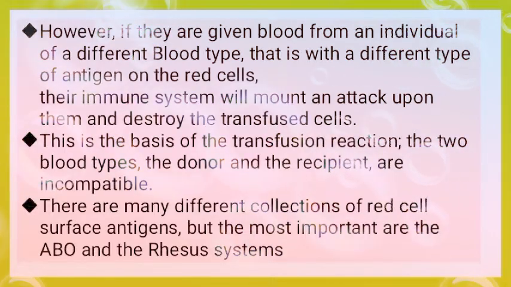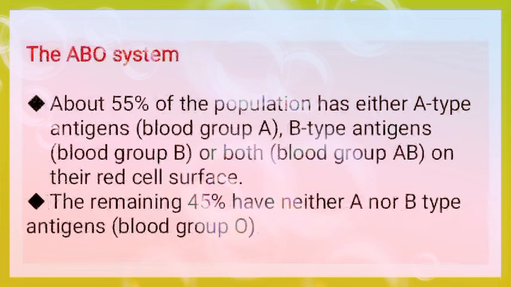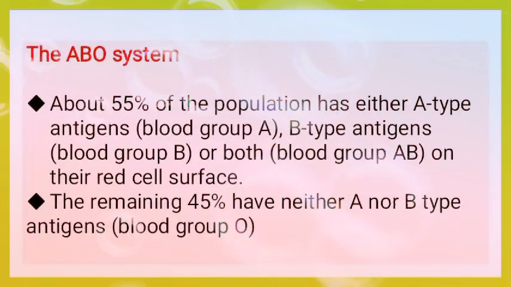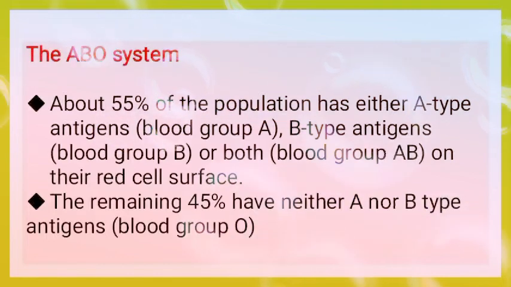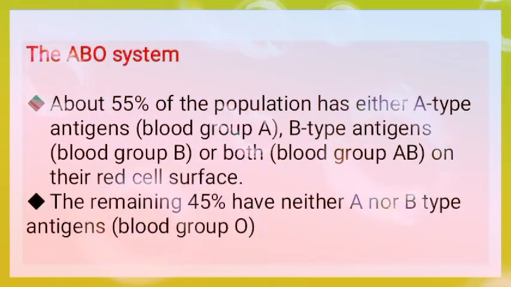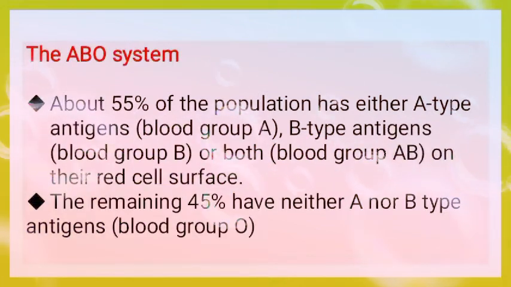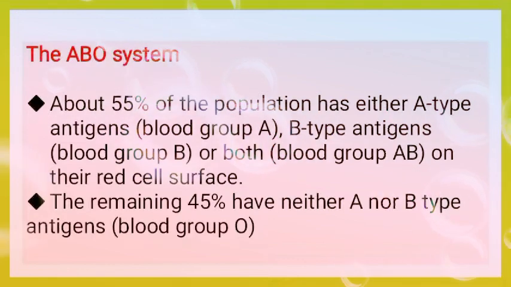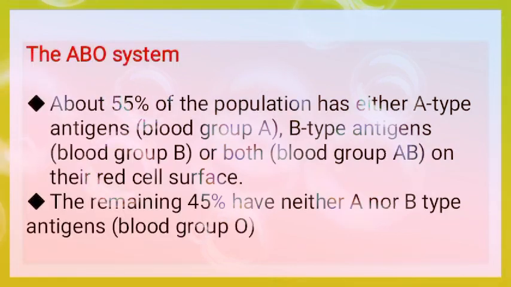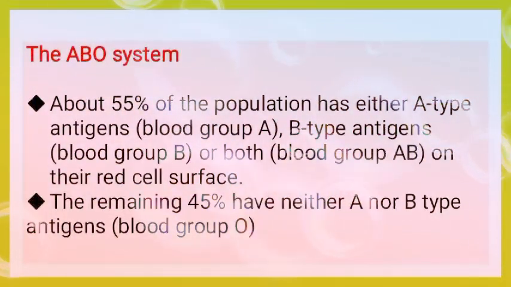And we also have the Rhesus system. We're going to understand what this Rhesus system is. But for now, let's start talking about the ABO system. So we are saying that about 55% of the population have either blood group A with antigen A, blood group B with antigen B, or blood group AB with the antigens A and B on their red blood cells. So this is what most people have.